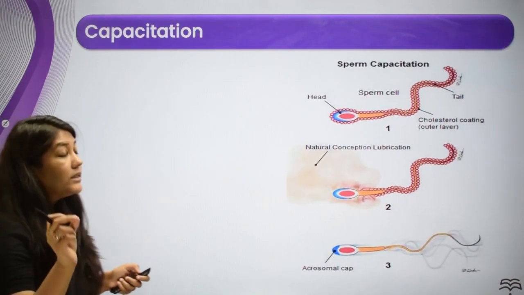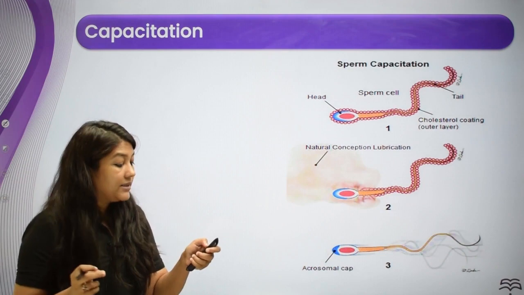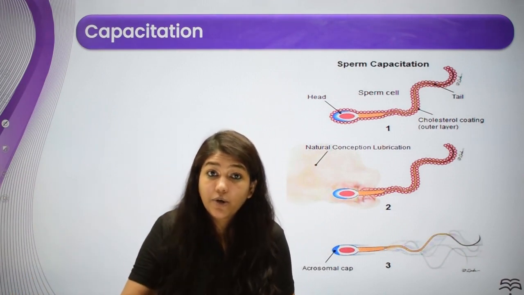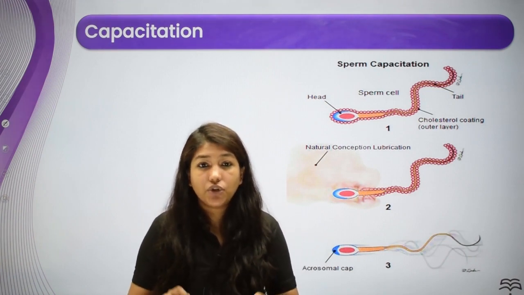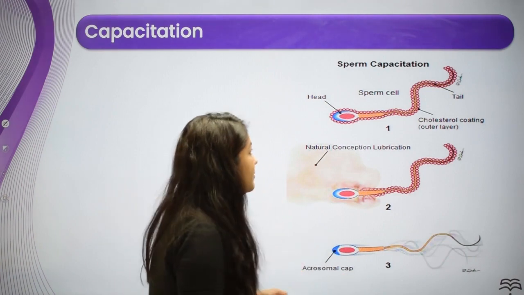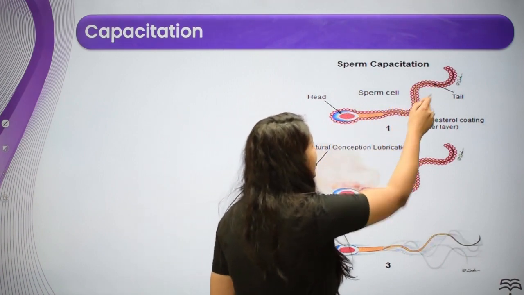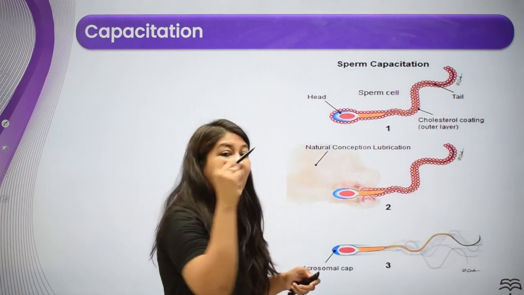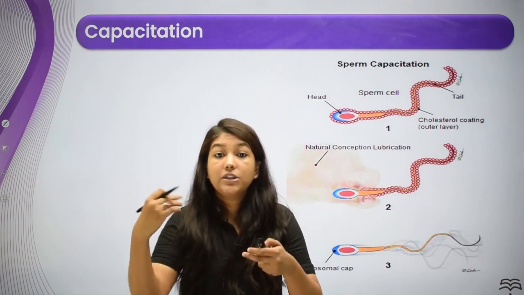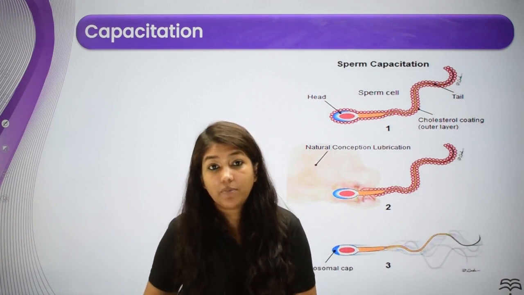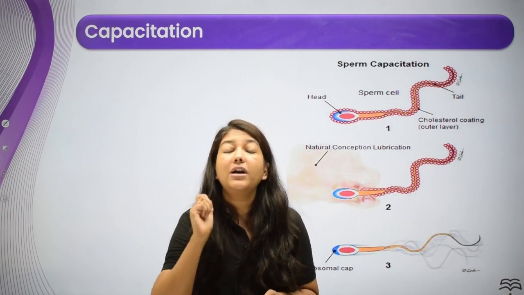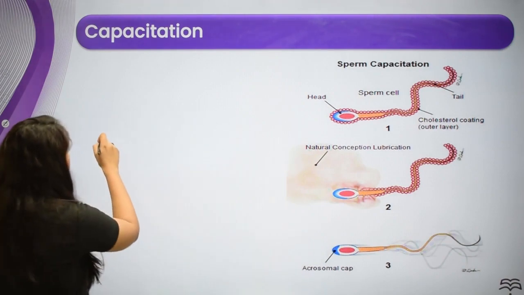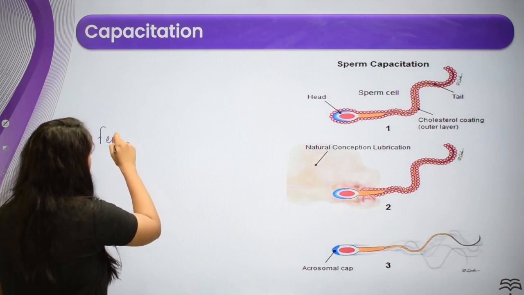Now the next important part is sperm capacitation. See, when sperm enters the female reproductive tract, at that point it is not capable of fertilization. If we understand it in the simplest language, there is a cholesterol layer around the sperm. Okay, there is a cholesterol coating. So this cholesterol coating has to be removed so that the sperm can fertilize the oocyte, and this process is called sperm capacitation. And where does this happen? It happens in the female reproductive tract.